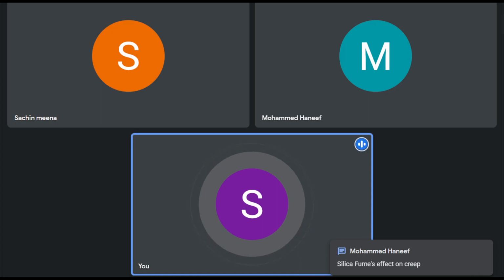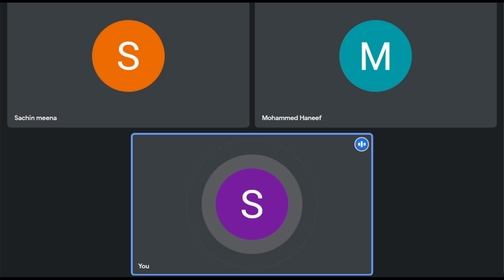Okay, silica fume's effect on creep. I think we already looked at it, right? Silica fume will actually reduce the creep that you see. Why? Because silica fume provides high strength. You use silica fume when you require high strength. Because it increases your compressive strength, the creep that you will see will reduce as compared to OPC when you add silica fume. So its effect is that it will reduce the creep.